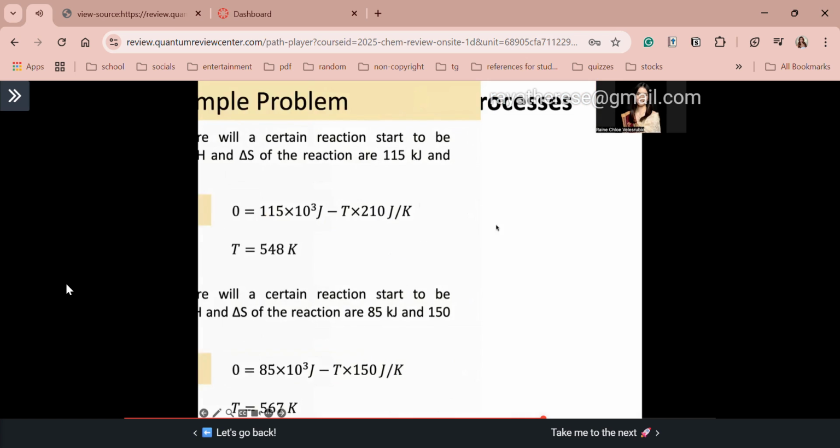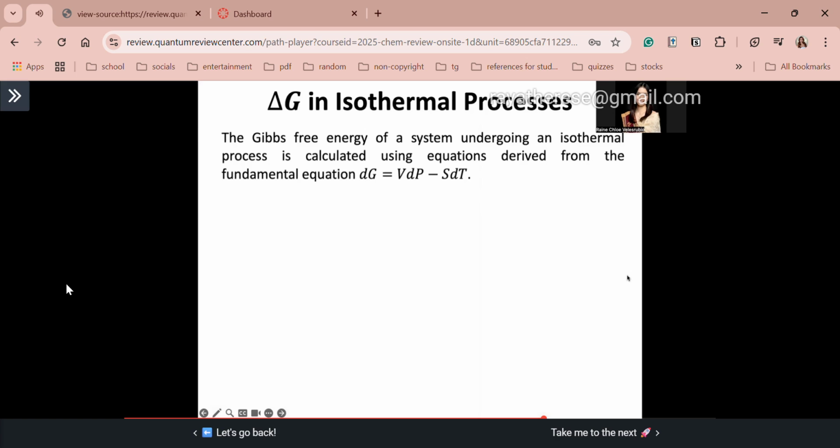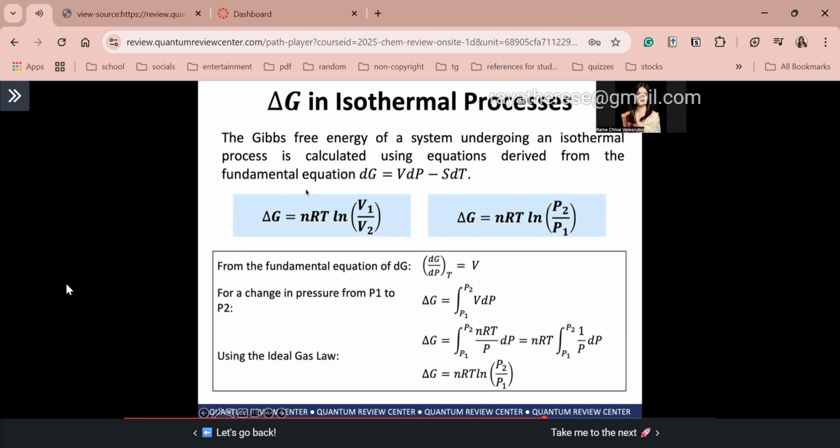Now, Gibbs free energy is also being calculated in isothermal processes. So yung mga equations na to guys are derived from the fundamental equation dG is equal to VdP minus SdT. So later I will introduce our fundamental equations. So for delta G, for an isothermal process, that's equal to nRT ln V1 over V2, or delta G is equal to nRT ln P2 over P1.